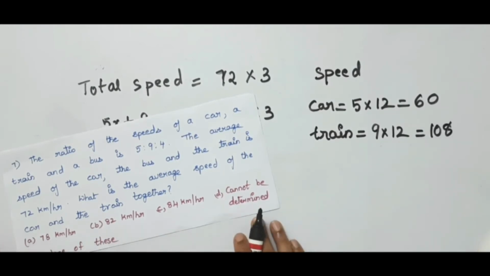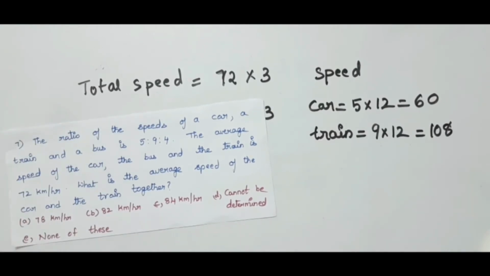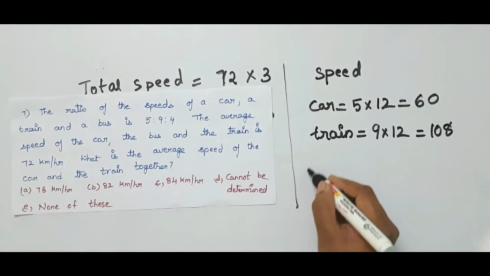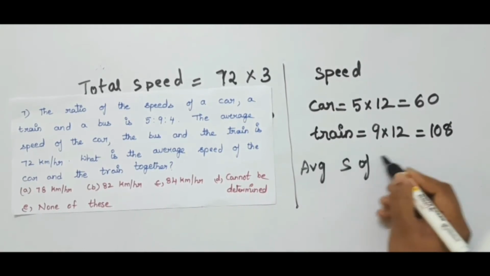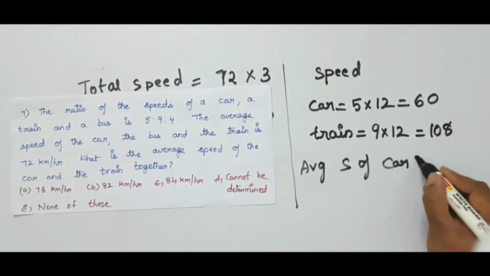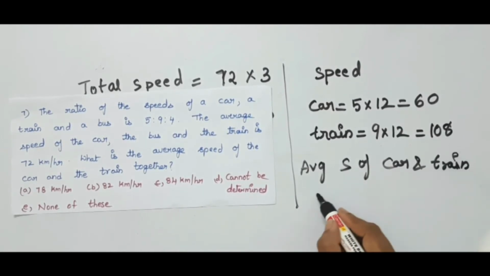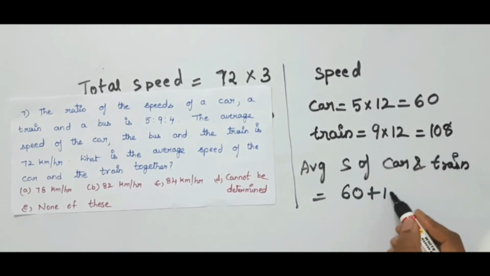So we got the speed of car and speed of train. We can easily find the average speed. He has to calculate the average speed of car and train, is it not? So the average speed of car and train will be, it is nothing but, first value we got as 60, second value train we got as 108, plus 108.